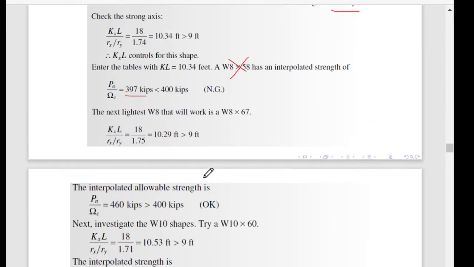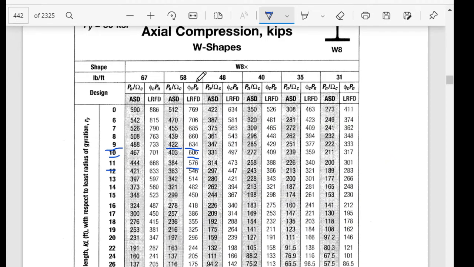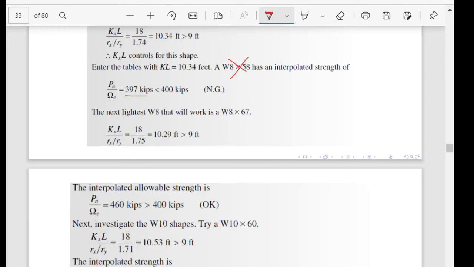Then, next lightest shape. If it doesn't work, we'll check the next lightest W8 that will work. Our previous check was W8 by 58. So, we'll check the next lightest shape, W8 by 67, with 488 allowable strength.